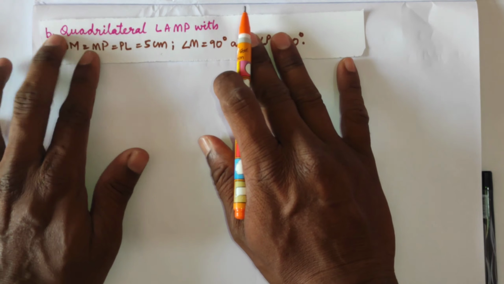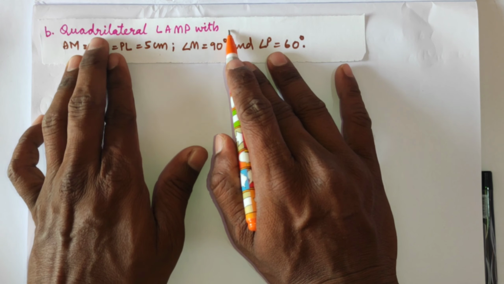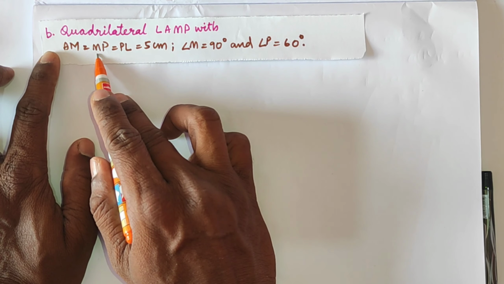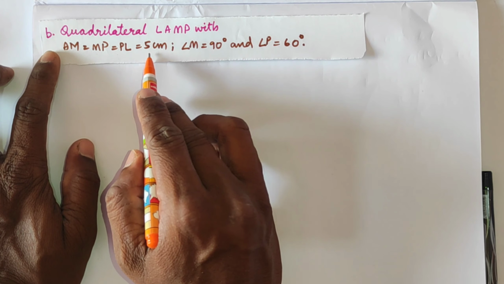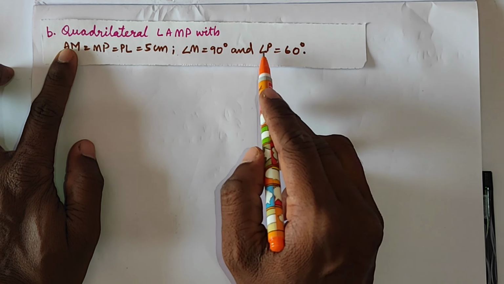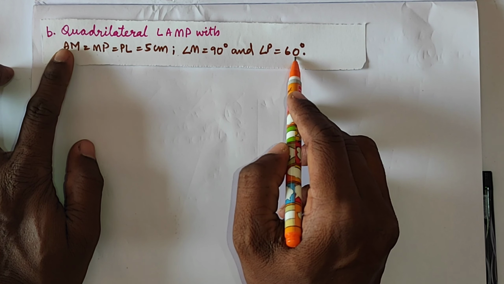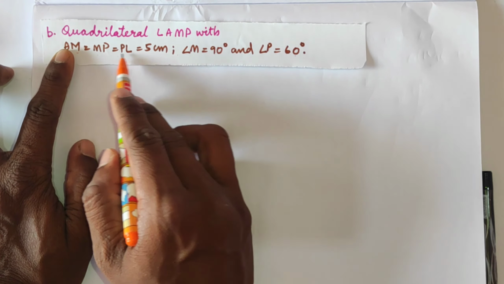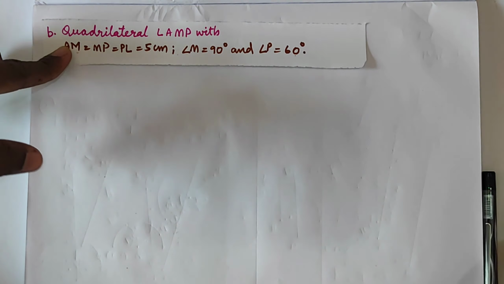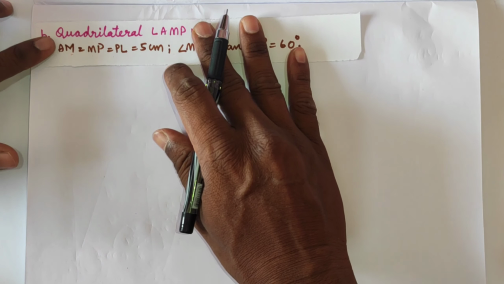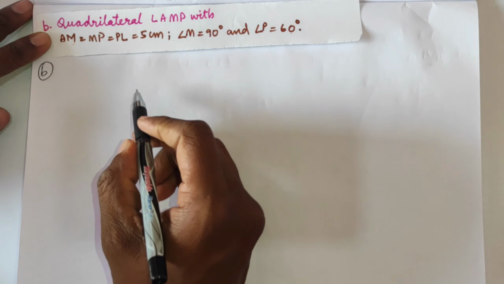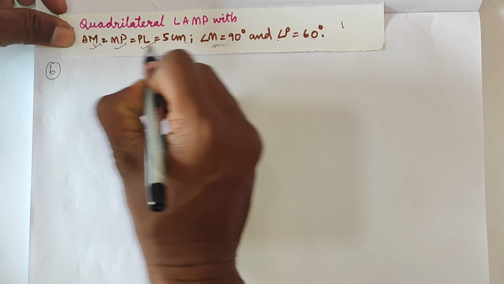Next, question number B. Construct a quadrilateral LAMP. We are given AM equals MP equals PL equals 5 centimeters, and angle M equals 90 degrees and angle P equals 60 degrees. Nothing but these three sides are equal. So first we will construct a rough sketch for this given data.